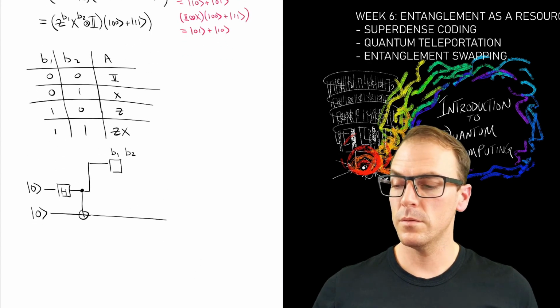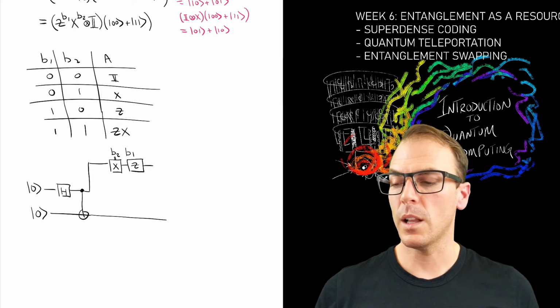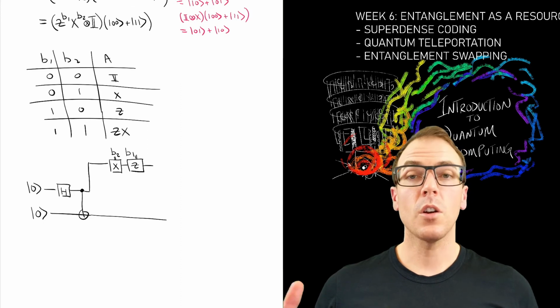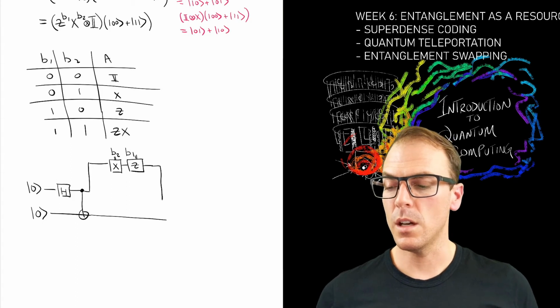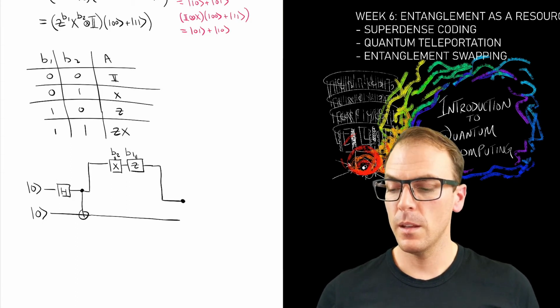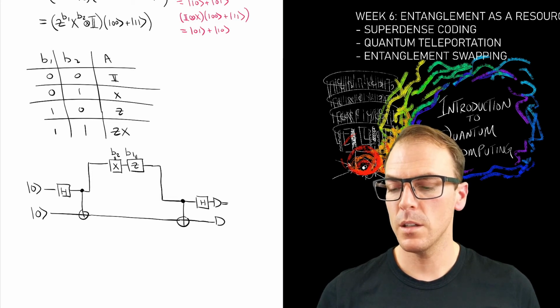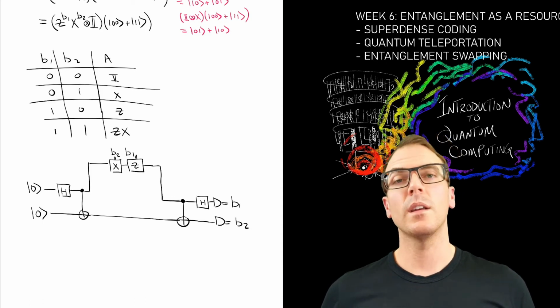First she applies B2, right? B2 is applied first, and then B1. So these can be conditioned on some classical values, B1 and B2. So she changes her qubit, or possibly applies the identity. Bob doesn't know what she's done. She sends her qubit back to Bob. Bob disentangles them. And then he performs a measurement, and the result of the measurement is deterministic and is B1 and B2.